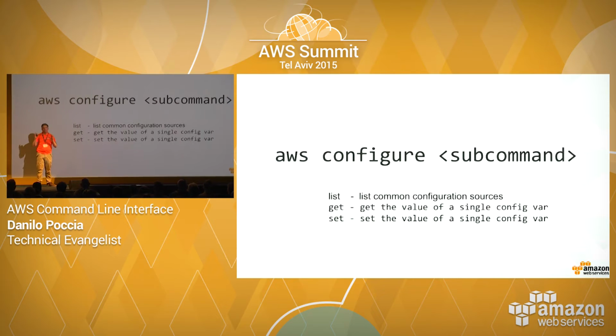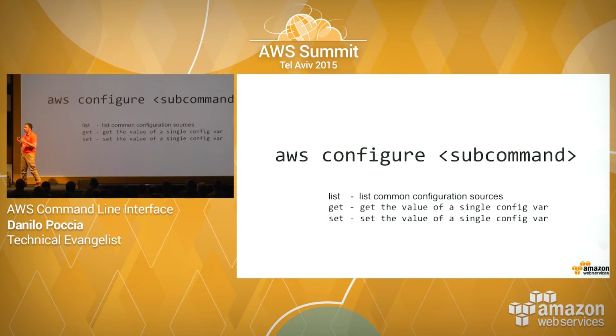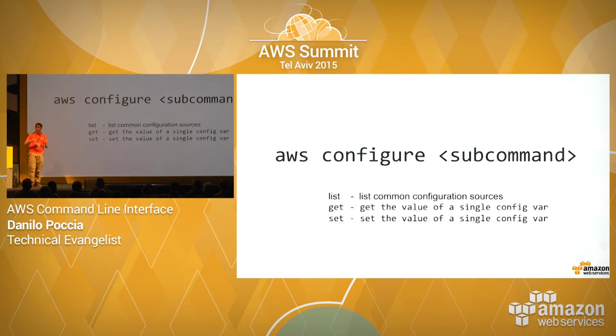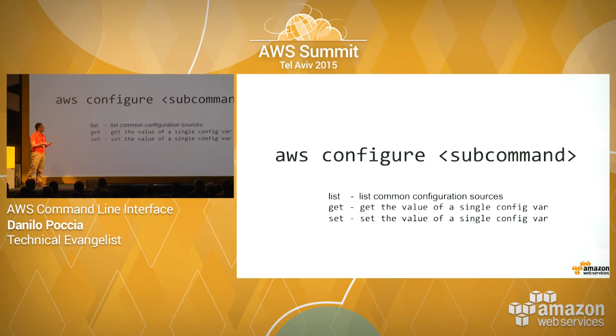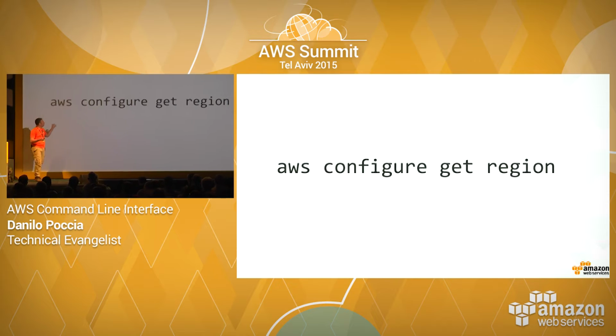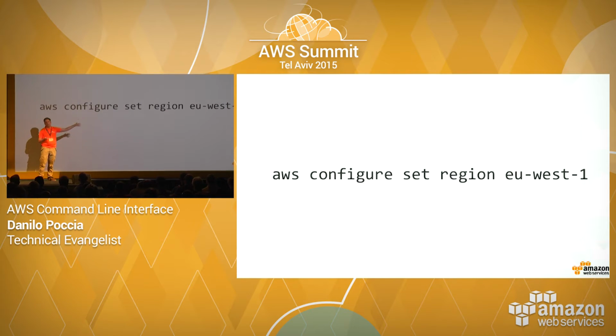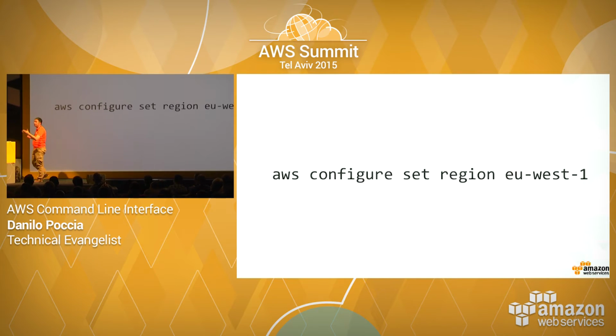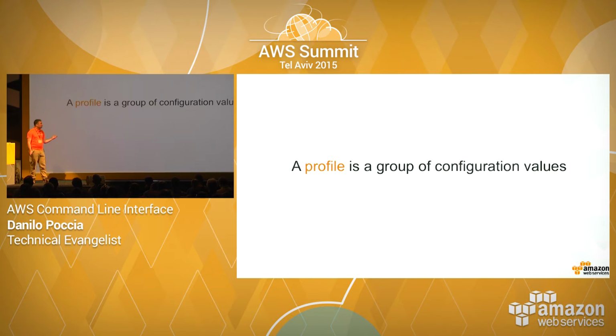And this should let you understand that we are talking about managing properties for the configuration directly from the command line. For example, you can have aws configure get region, and it will output from the basic configuration which is your default region. And in the same way, you can have set region and set, for example, eu-west-1 as your default region. More than that, you can also create more than one profile.